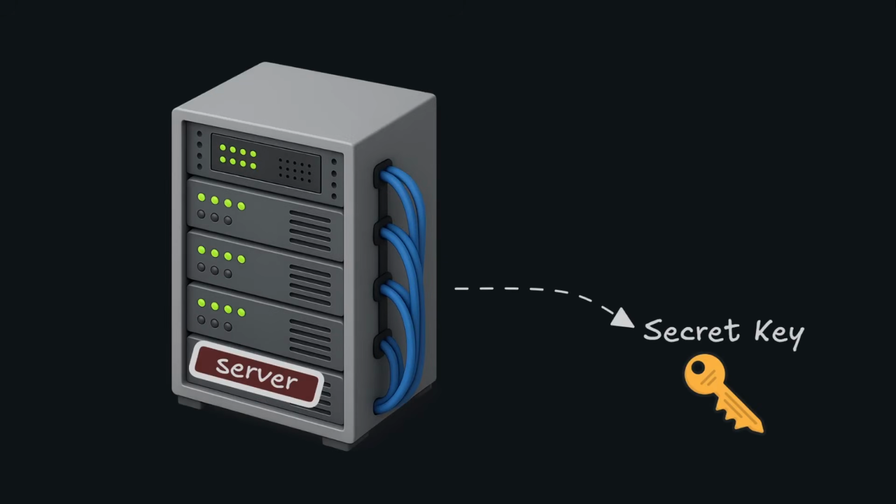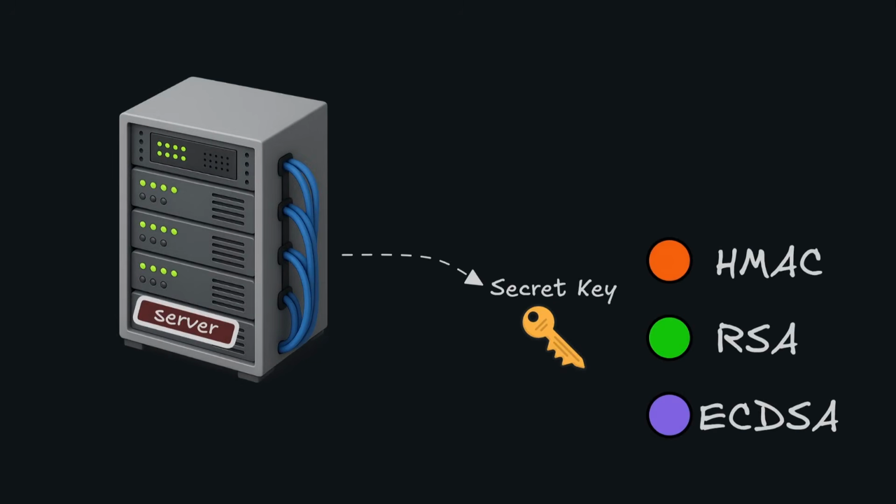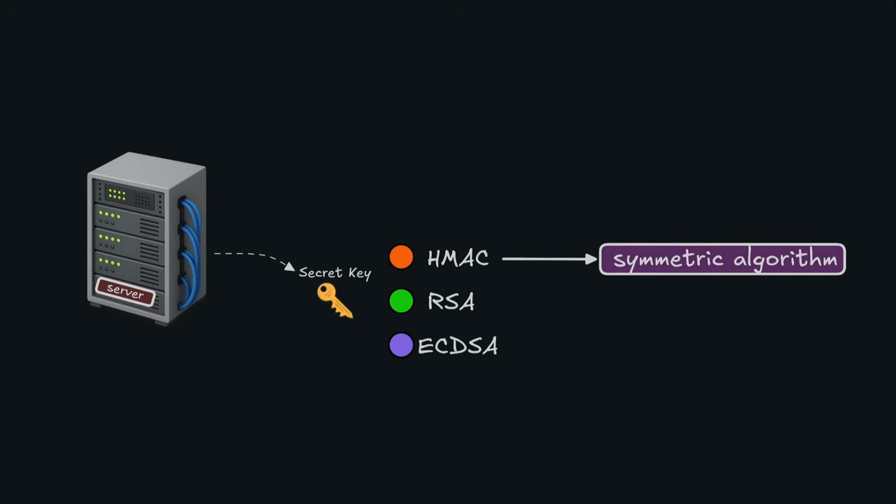JWTs can be signed using several different algorithms. The most common ones are HMAC, RSA, and ECDSA. HMAC is a symmetric algorithm, which means the same secret key is used for both signing and verifying the token. It's simple and efficient, but it also means that any service verifying the token must know the same secret key.